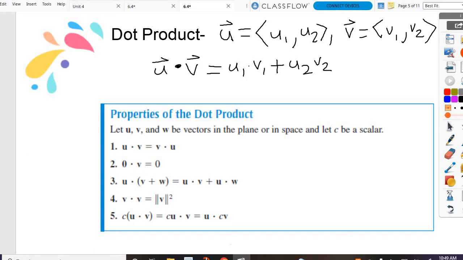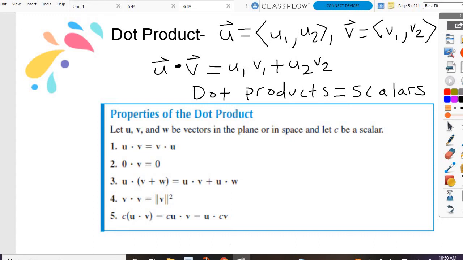And notice that that is just going to be a number or a scalar. So dot products do not give us vectors. So dot products equal scalars. I'm just going to get a number. Scalar is just a number. It's something that has magnitude but no direction. So it's another way of saying a constant.